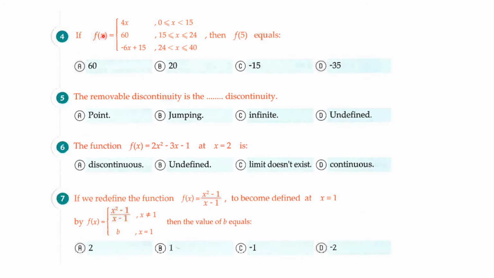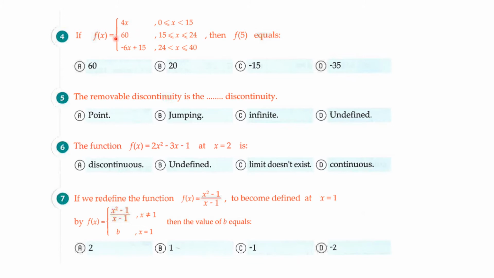Here is a piecewise function. It says f of x is equal to 4x between 0 and 15, 60 between 15 and 24, and negative 6x plus 15 between 24 and 40. And the question is asking you to find f of 5. The question is, in which function shall I substitute the 5? In this function or this function?